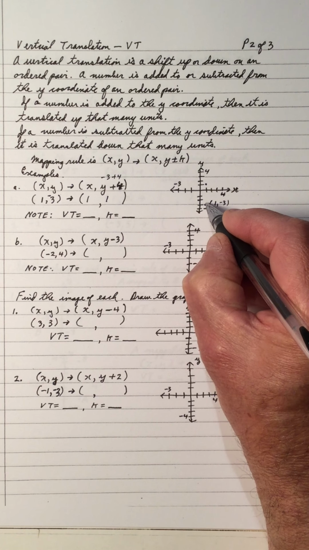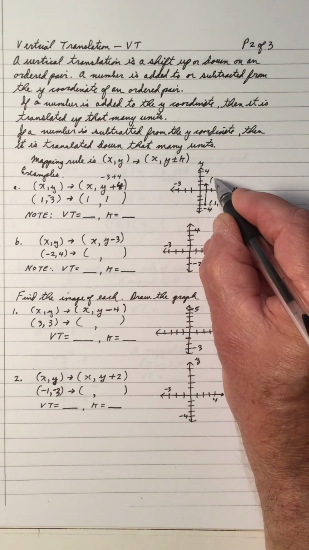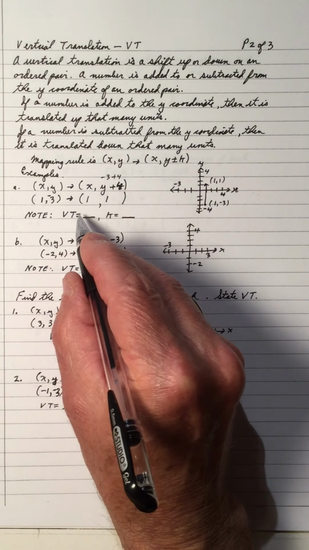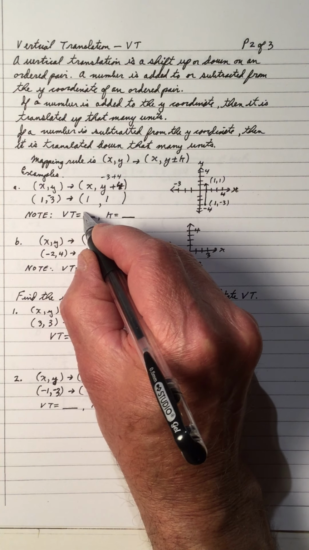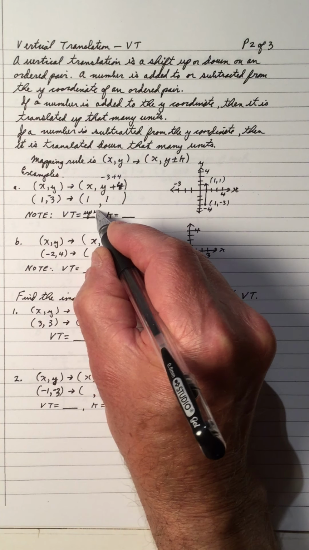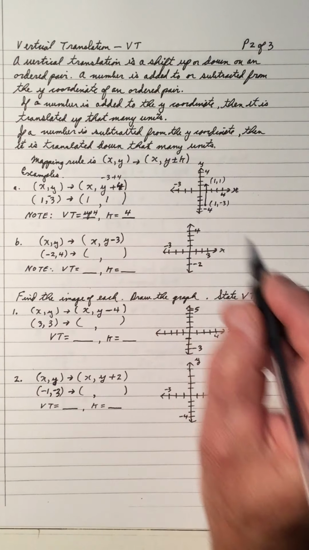So notice it went to there. That's (1, 1). So the vertical translation is plus 4. So that's up 4 or 4 up. And k is plus 4.